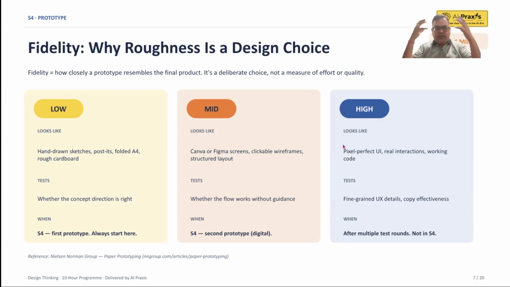Next comes the mid fidelity. Now, I hope you are able to understand. Your prototype starts looking more structured. You might use Canva or Figma to create clean screens, or let's say simple clickable wireframes, right? And at this stage, you are no longer asking, is this a good idea? Instead, you're asking, can users complete the journey without my help?